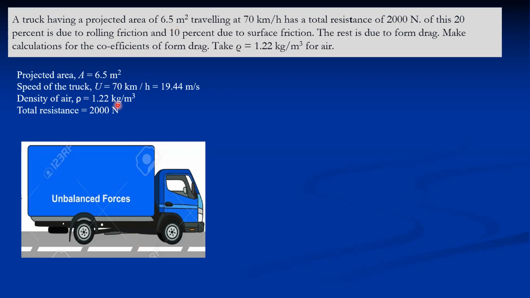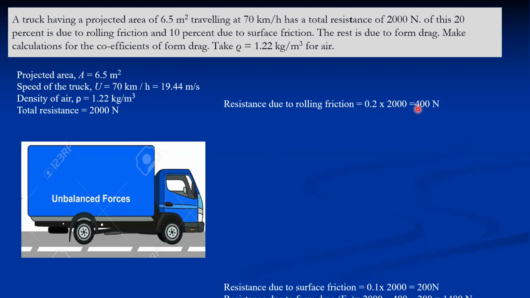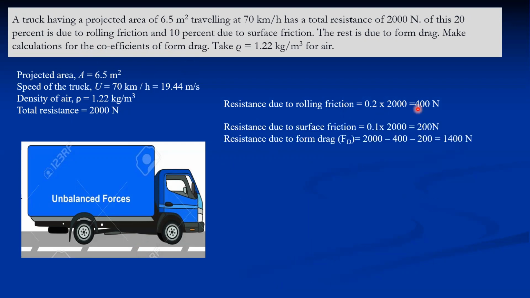Out of the total, the resistance due to rolling friction is 20%, which is 400 Newton. Then resistance due to surface drag is 10% of the total, that is 200. And the resistance due to form drag is the remaining, that is 2000 minus 400 minus 200, that is 1400. So this is FD actually.